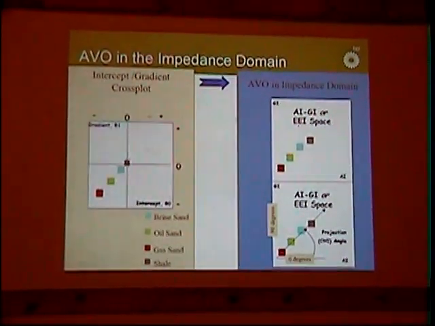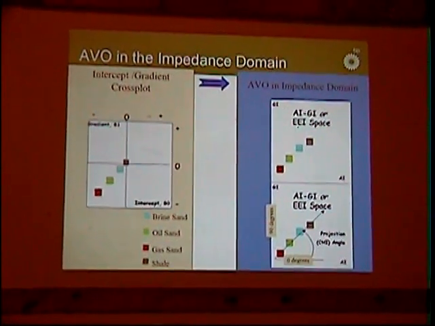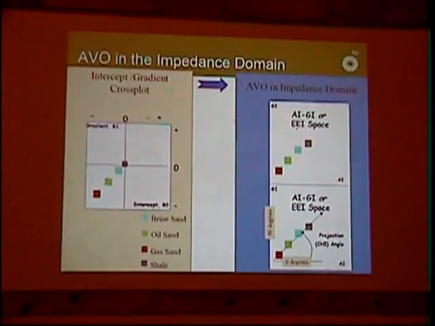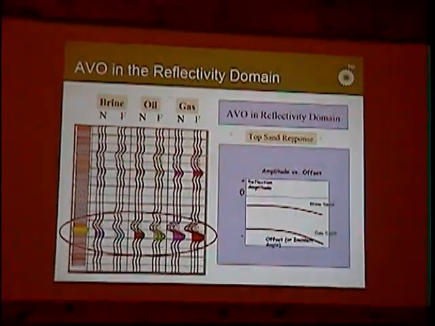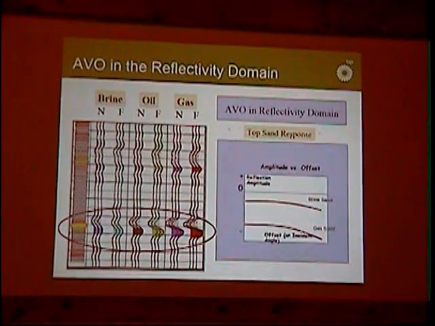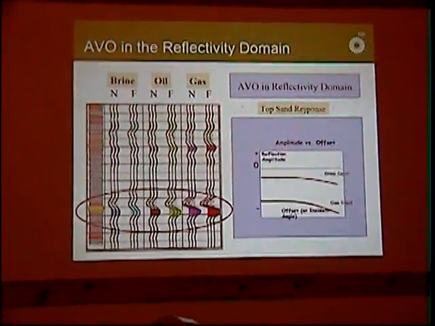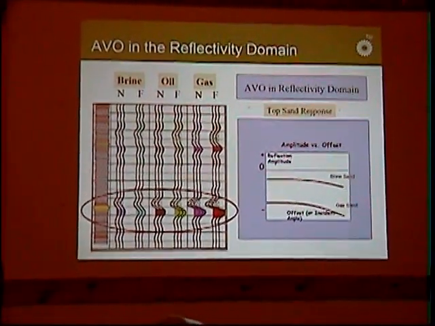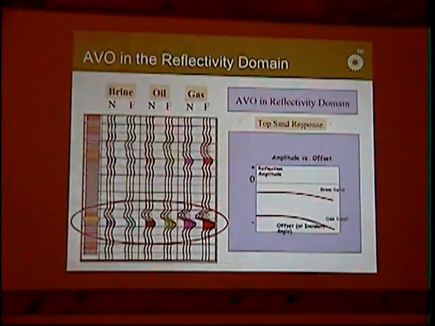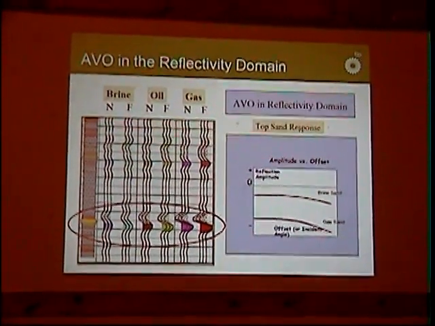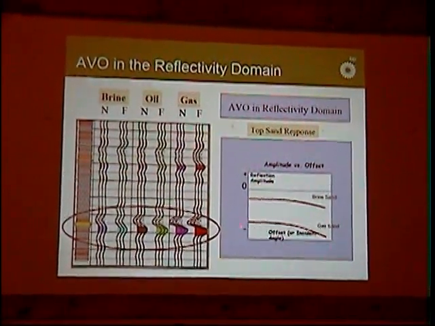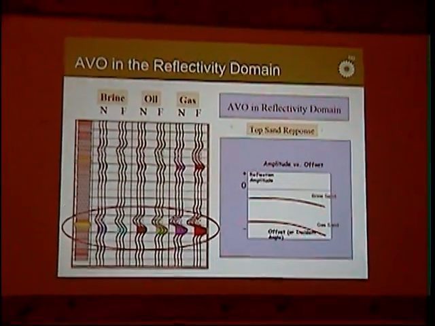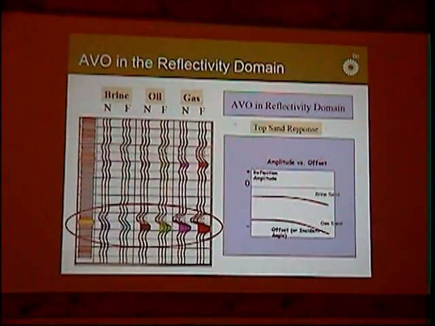Okay, so how do I go from reflectivity now to impedance? If I go back two slides, one more. Okay, so I took this information here from my log data. I plotted it up on an amplitude versus offset plot. I know what my normal incidence reflection is, or my intercept value, and I could fit a straight line through there and get a gradient value.